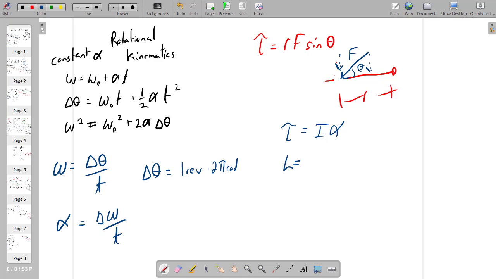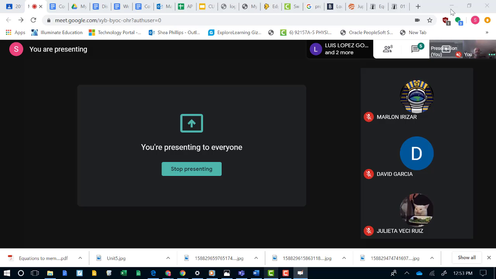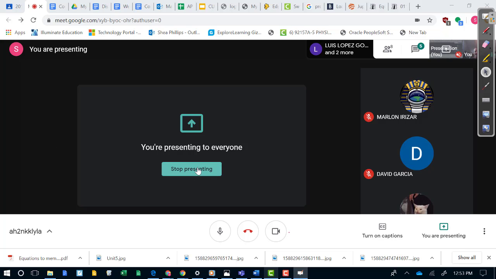Angular momentum is equal to moment of inertia times angular velocity. This is like p equals mv. And kinetic energy is equal to 1/2 I omega squared. All right. These are things you have to know. We had gone over rotational, so I feel like I'm just gonna end it there.